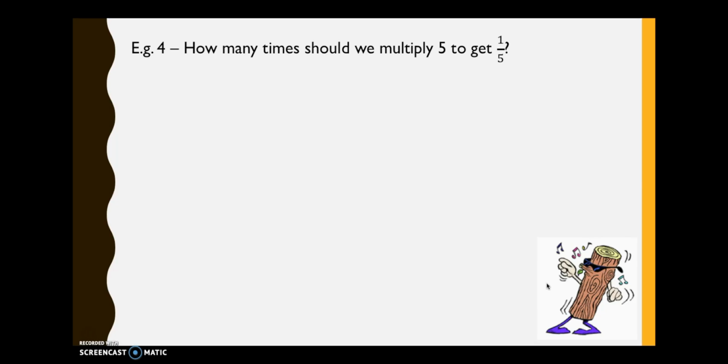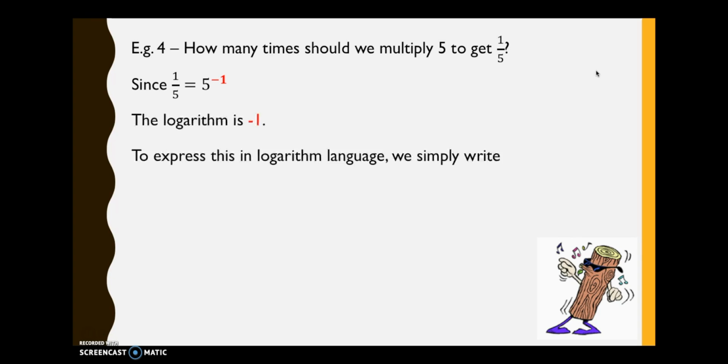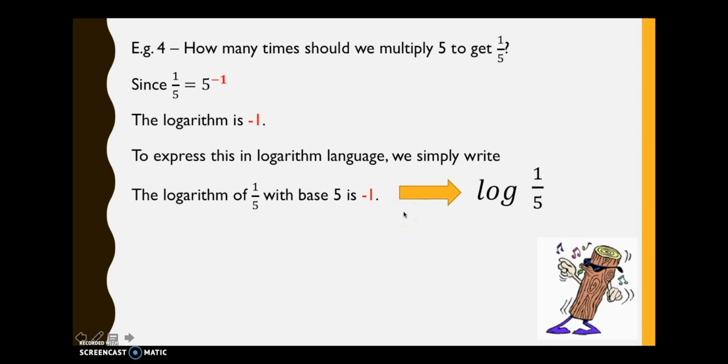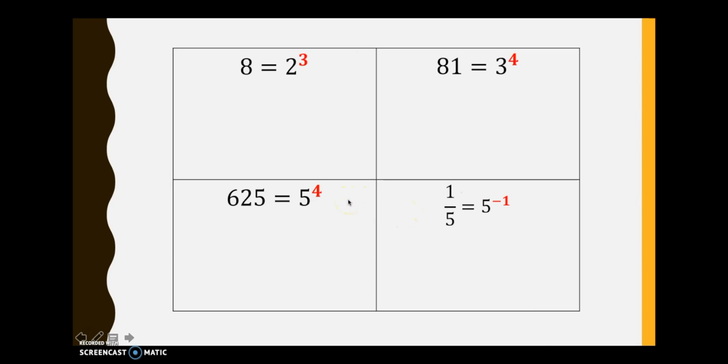Let's try this with another example. What happens if now the number of times I have to multiply the base is negative? For instance, how many times should I multiply 5 to get 1/5? Now you know from indices that 1/5 is 5 to the power of negative 1, which means that I have to multiply 5 negative 1 times, which means that the logarithm is negative 1. So to express this in logarithm language, we simply write the logarithm of 1/5 with the base 5 is negative 1. The logarithm of 1/5 with base 5 is negative 1.